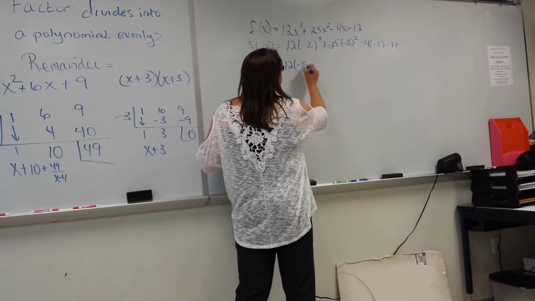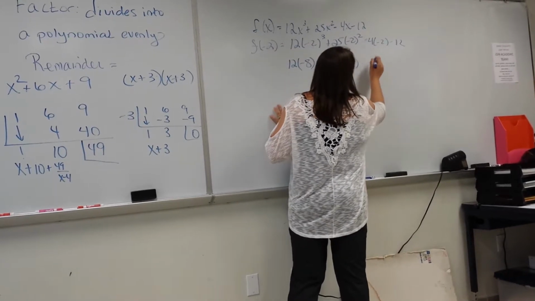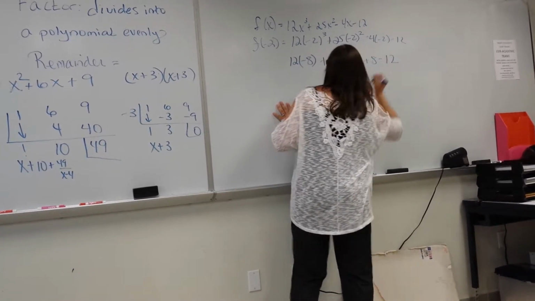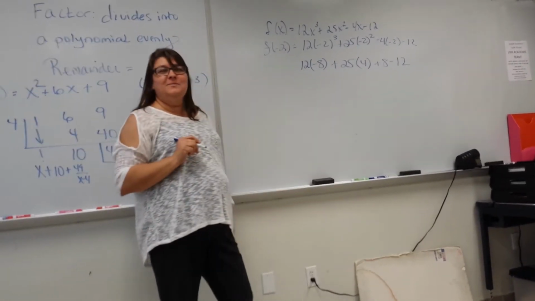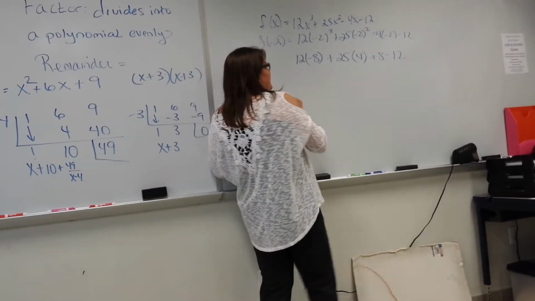-8. Good. 25 times -2 squared, 4. And I can actually do these. -4 times -2 plus 8 minus 12. I'm actually slow multiplying today. You guys are lucky, aren't we? 12 times -8.